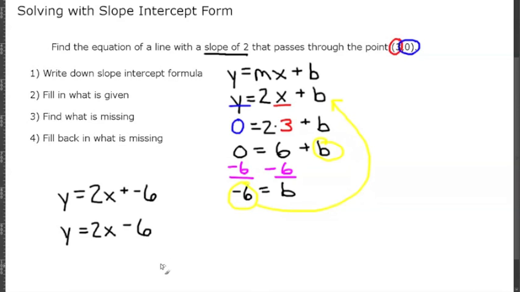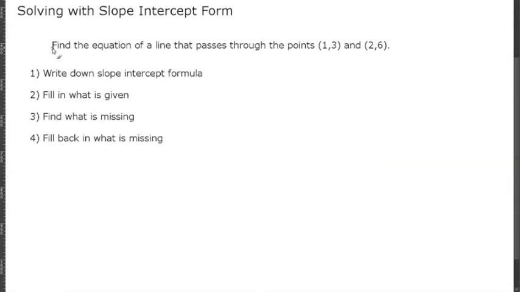Either answer is correct. This next problem says, find the equation of a line that passes through the points (1, 3) and (2, 6). First step, write down the slope-intercept formula. y equals mx plus b. It doesn't give us a slope, and it also doesn't give us the y-intercept value, so we have to solve for both of those.